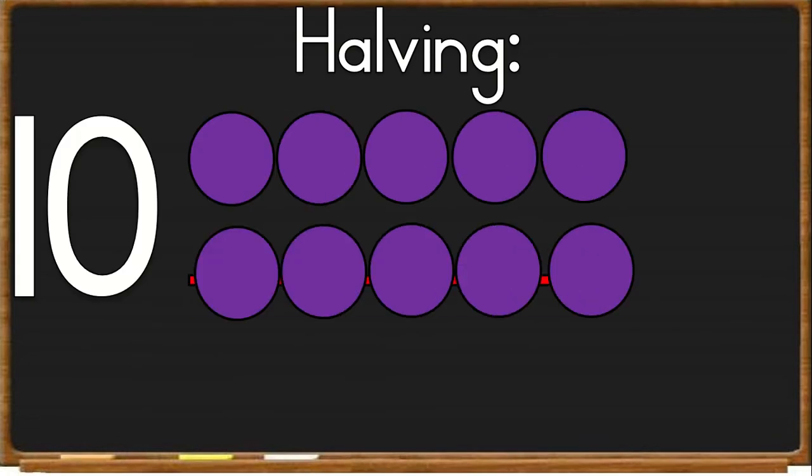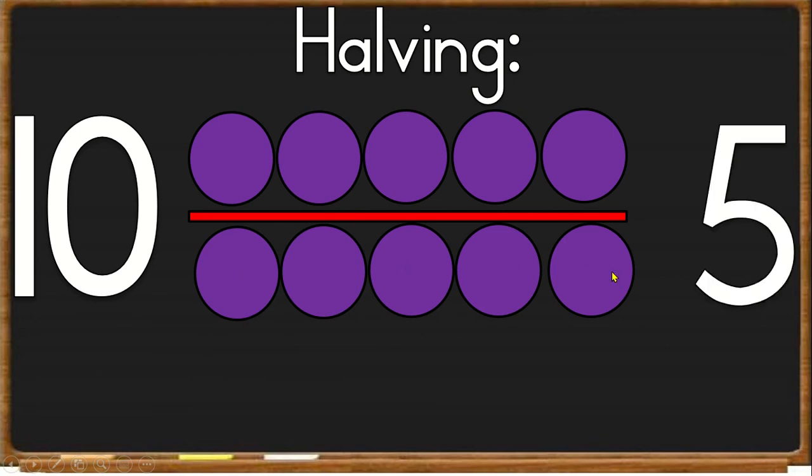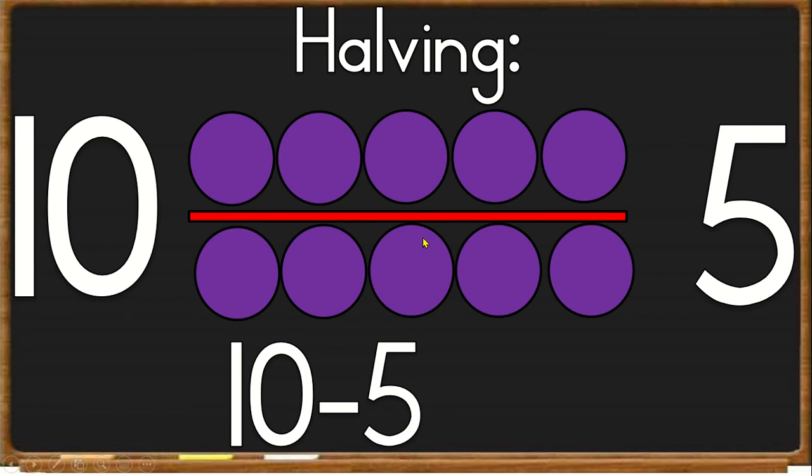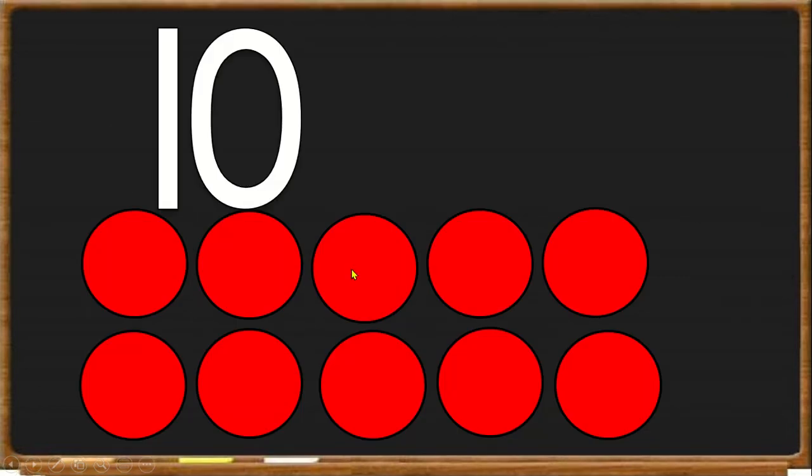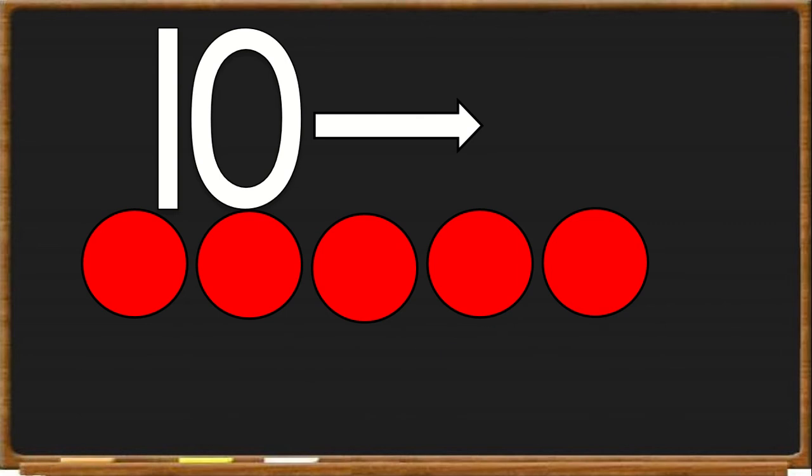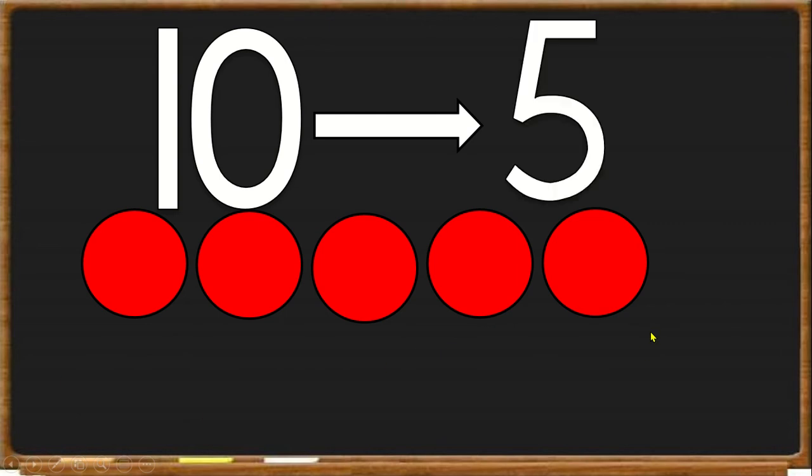I'm going to cut it in half. I'm going to count how many I have on one side. 1, 2, 3, 4, 5. So 10 take away 5 equals 5. Therefore I have 10 balls. I cut it in half, and then I will see I'm left with 5.